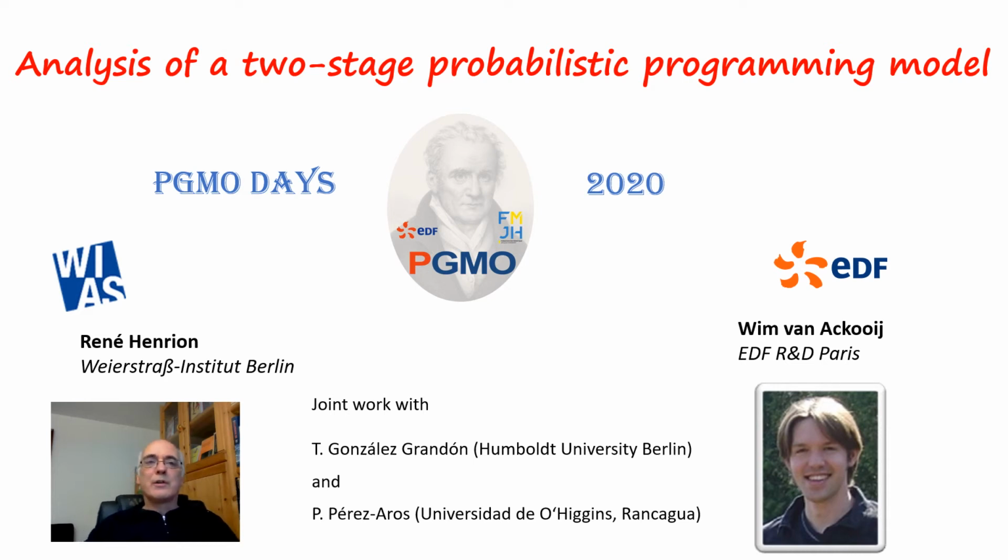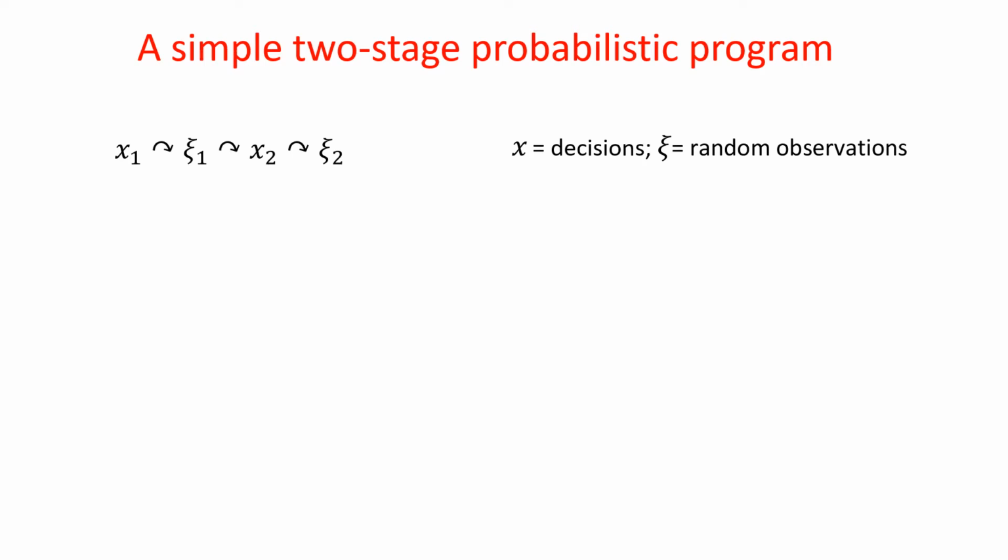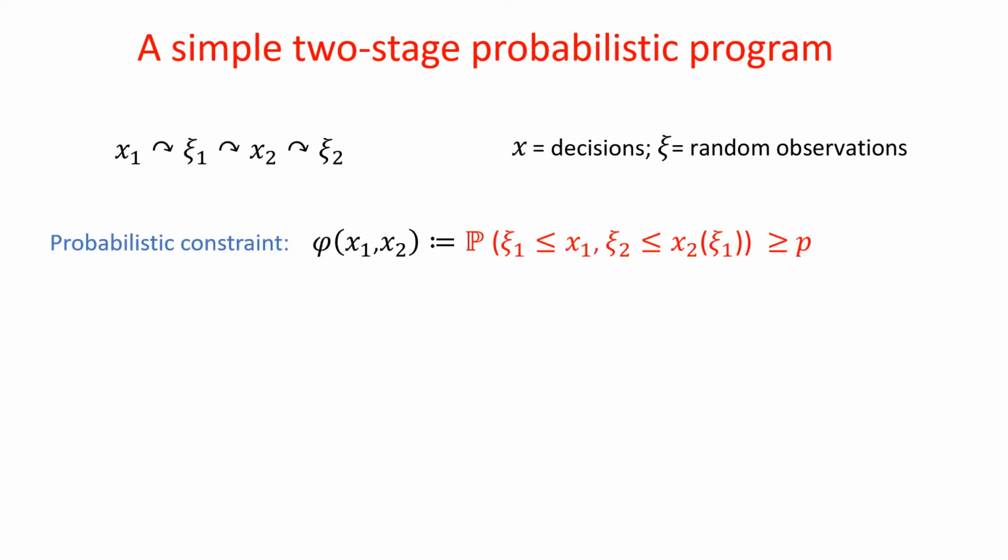The aim of this talk is to provide a concise analysis of a simple two-stage probabilistic programming model. Consider the following alternating sequence of decisions x and random observations xi, which, in contrast with two-stage optimization, finishes with an unknown future observation of the random variable. In such a setting, it may be interesting to formulate a probabilistic constraint which requires that the random variable be dominated by decisions with a probability of at least little p.